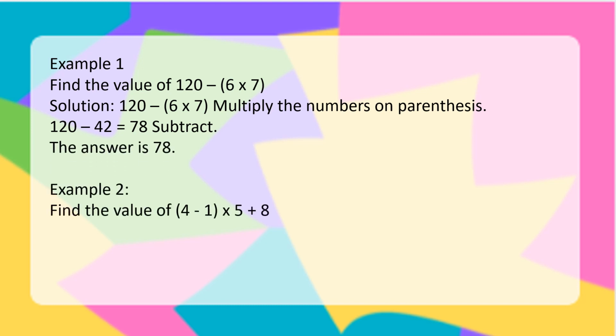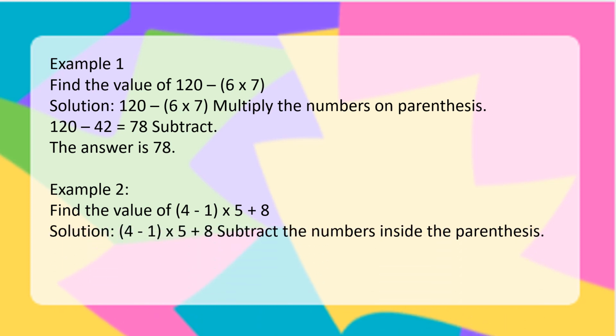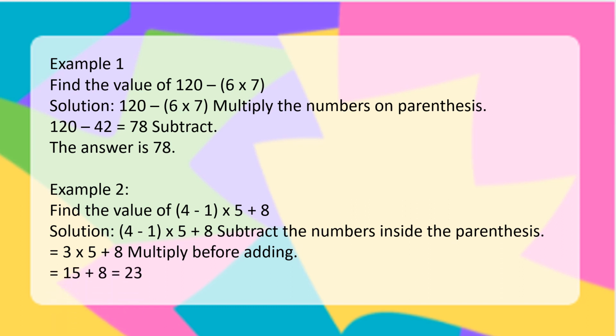Example number 2. Find the value of 4 minus 1 times 5 plus 8. Solution: we need to solve first what is inside the parentheses. The operation is subtraction. So 4 minus 1 will give us 3, and then copy the numbers and the operations that are remaining. So the next step will be multiply before adding. So 3 times 5 will give us 15 plus 8, and that will be 23.